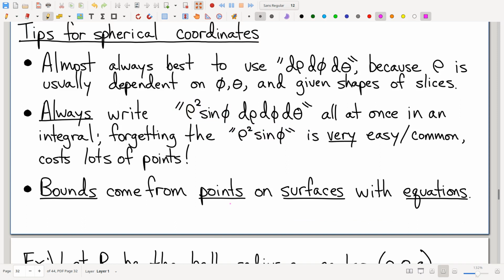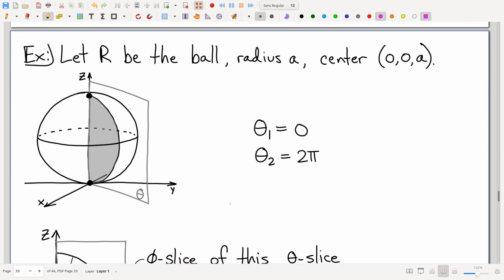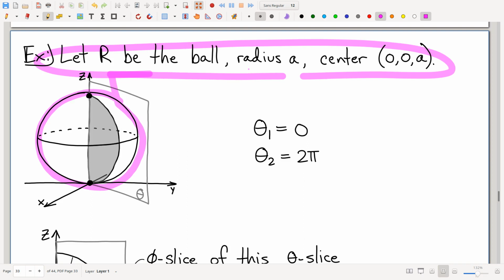So most of the challenge with these is geometry. Drawing the pictures and interpreting the pictures correctly, and drawing your slices and this kind of thing. So here we go. Let's see here. We are going to consider a ball, radius A, not centered at the origin, centered above the origin at A on the z-axis, right? So this is what I have pictured here. Suppose this is our domain.